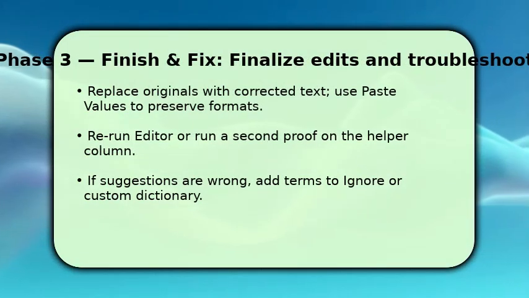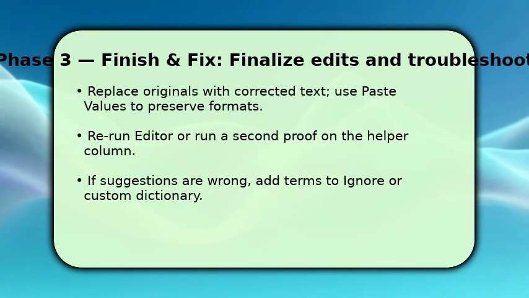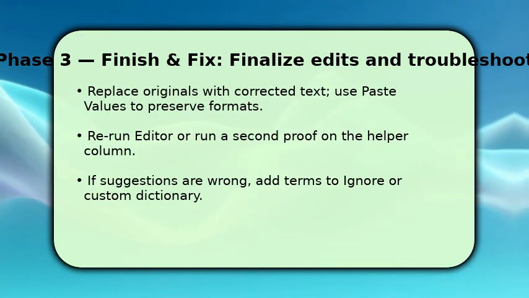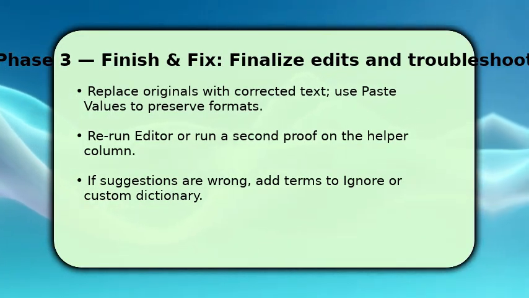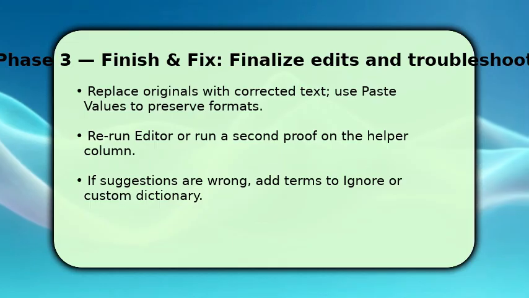After reviewing, paste your corrected helper column over the originals using paste values so formatting stays intact. Once done, rerun the editor or run a second proof on the final text to catch anything missed.